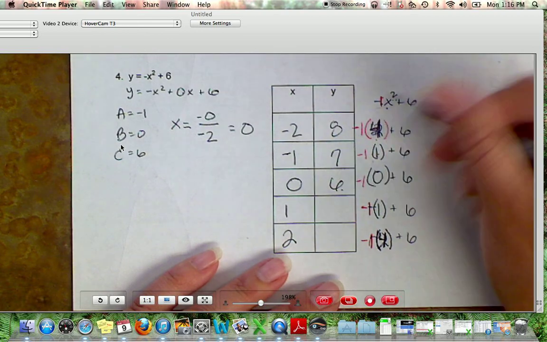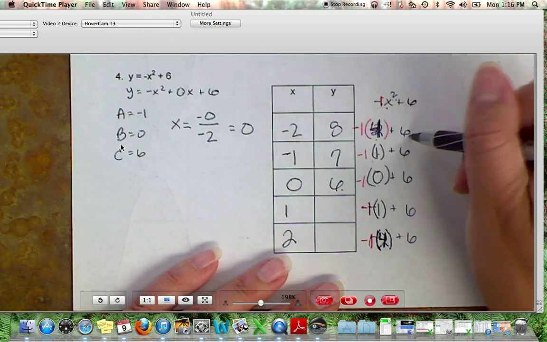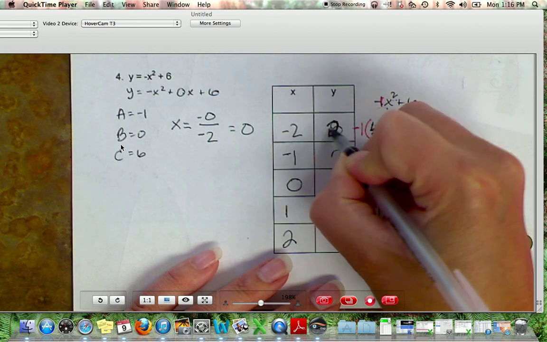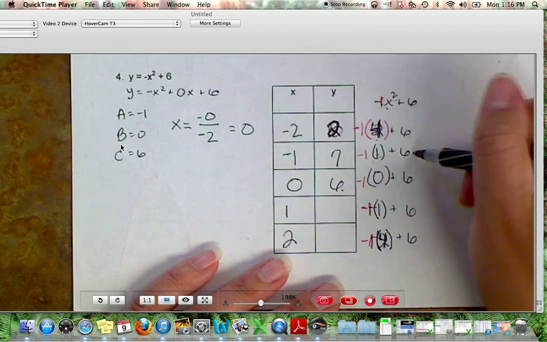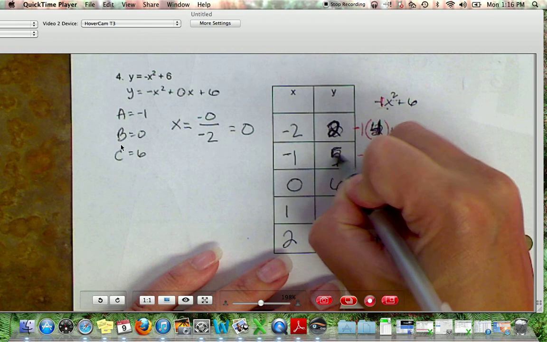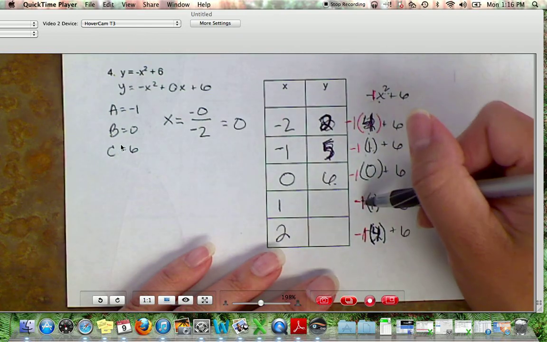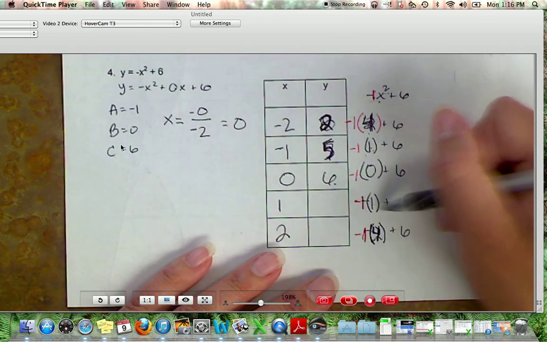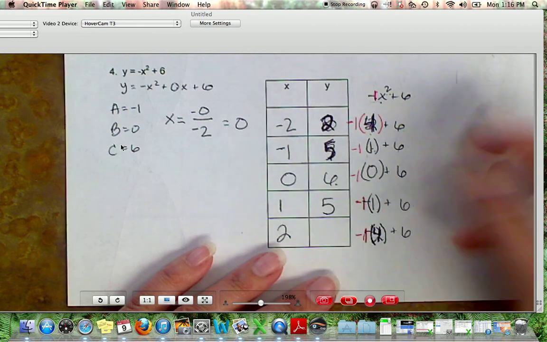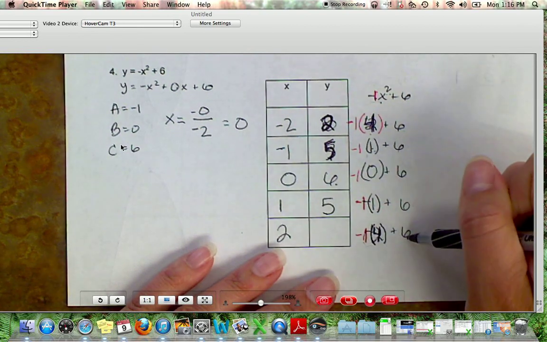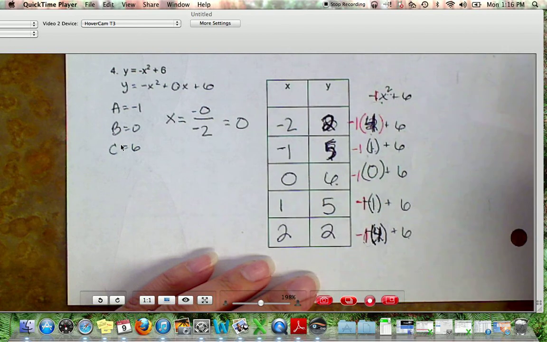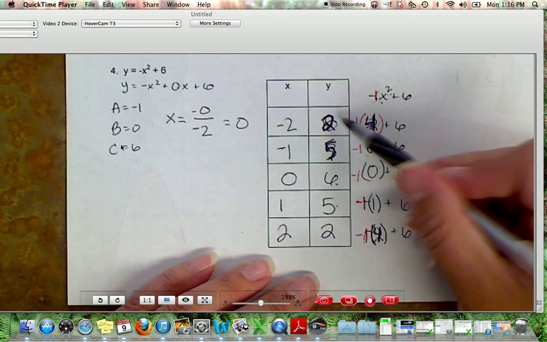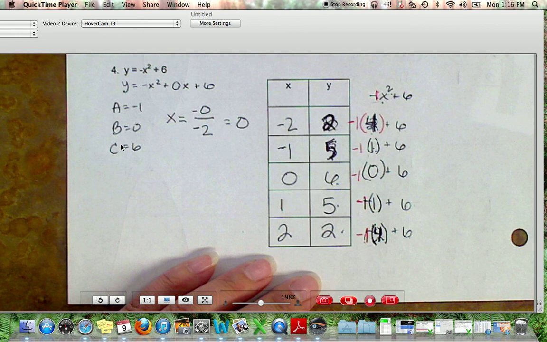This one's still 6, but this is negative 4 plus 6 would give us 2. Negative 1 plus 6 gives us 5. Negative 1 times 1 would be negative 1 plus 6 again would be 5. And this is going to give us negative 4 plus 6, which will give us 2 again, much better. The 5's pair up, the 2's pair up. Don't make that mistake.